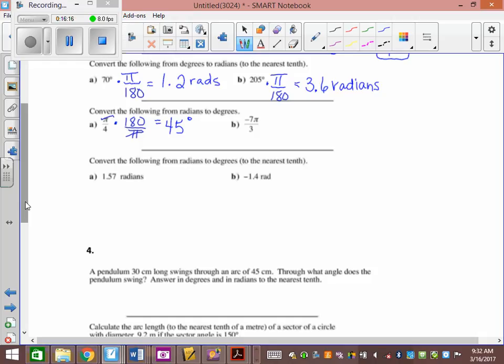Negative 7 pi divided by 3. And I've posted cumulative reviews in Google Classroom, so you can go in there and do them as well. You can multiply by 180 over pi. And the pi's will cancel again. And this time I'm going to do negative 7 times 180, all on the top, divided by 3. Negative 7 times 180 divided by 3. And you get negative 420 degrees.